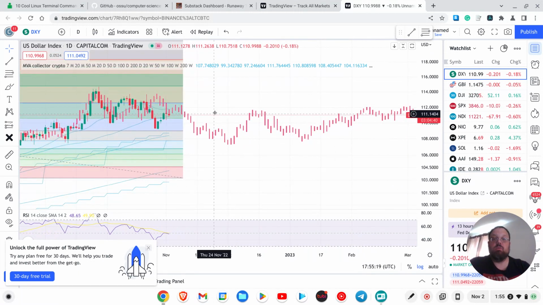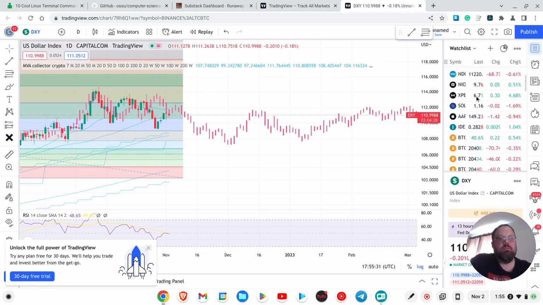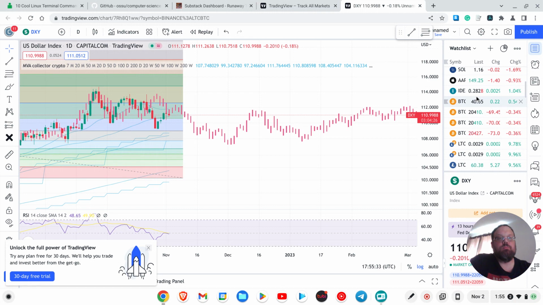And I would imagine that we're going to have some sort of corresponding allocation phase here. Who knows? DXY is something I'm still studying. I'm still reading on it. I'm still thinking about it.